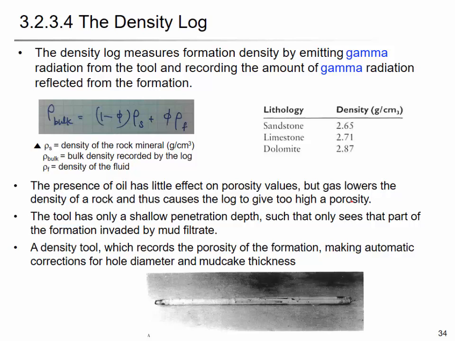So in the case of the neutron log, if you meet a gas formation, then it will give you too low a porosity, but if you use the density log, it will give you too high a porosity. So if you combine these two logging information, you can also identify where the gas is occurring.